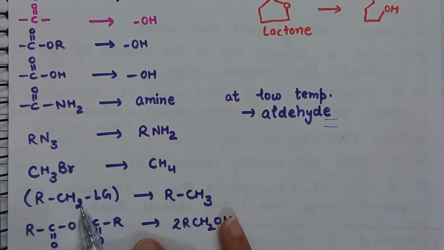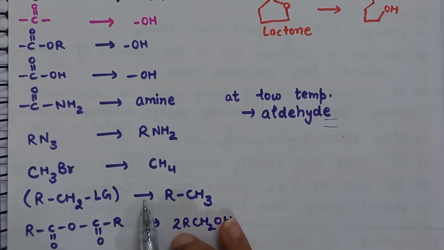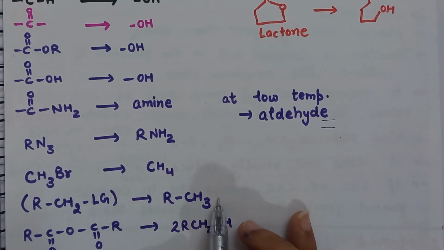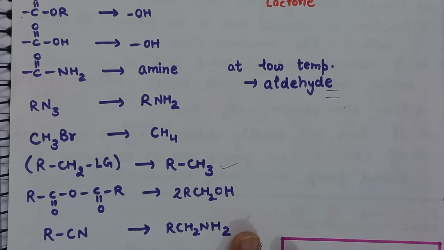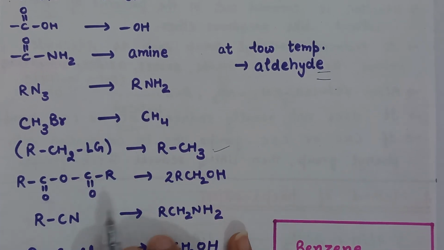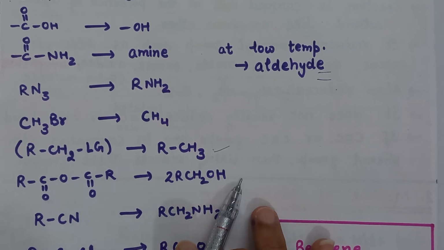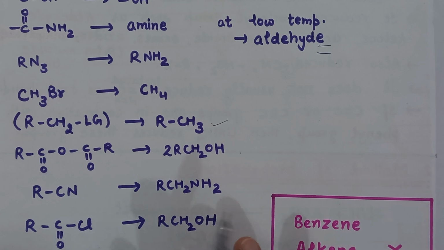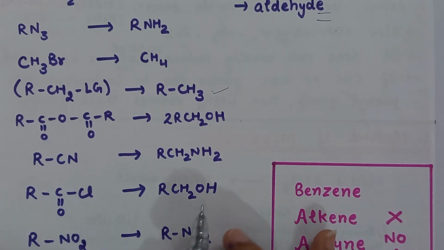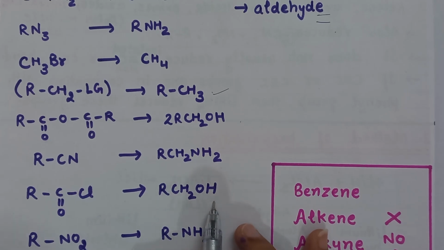We can say that if the alkyl group is attached to a leaving group, then in the presence of lithium aluminum hydride, this leaving group gets replaced by hydrogen and we get an alkane. The lithium aluminum hydride can also be used to reduce the anhydride into the alcohol. It can also reduce the nitrile group into the amine. Acid chloride can also get reduced with the help of lithium aluminum hydride into the alcohol.